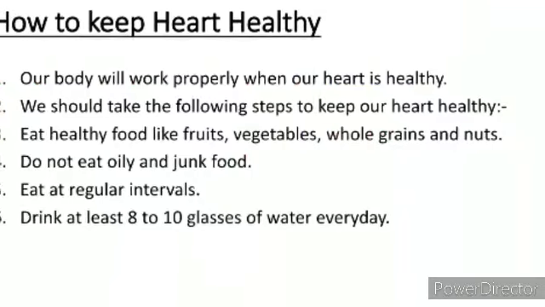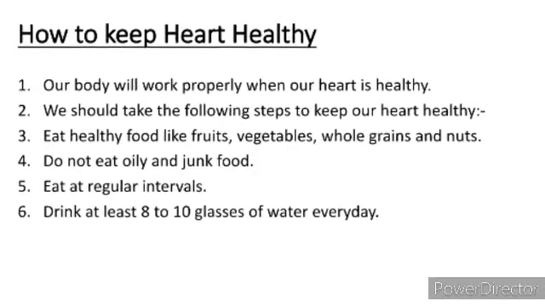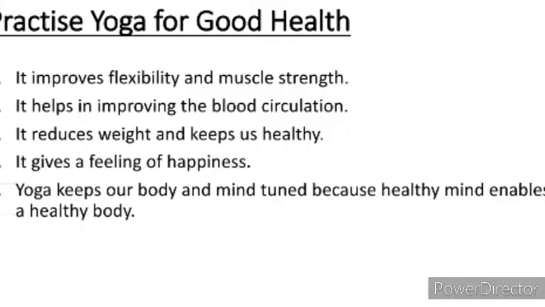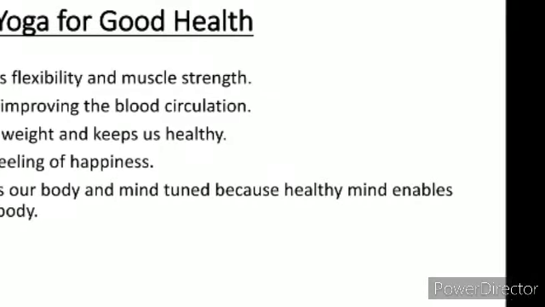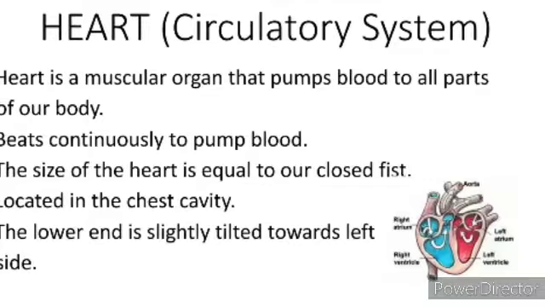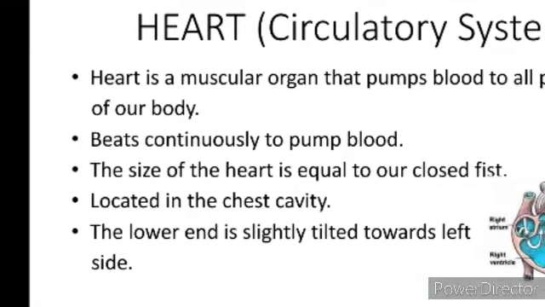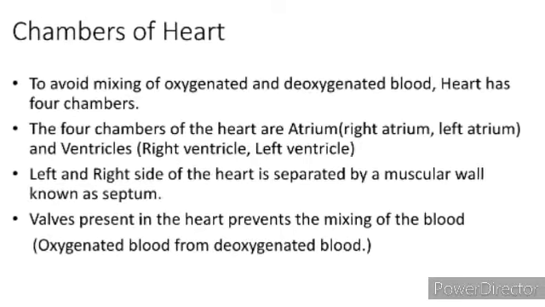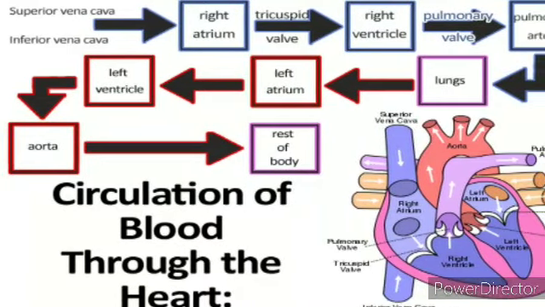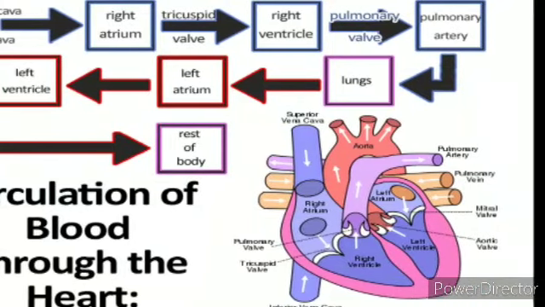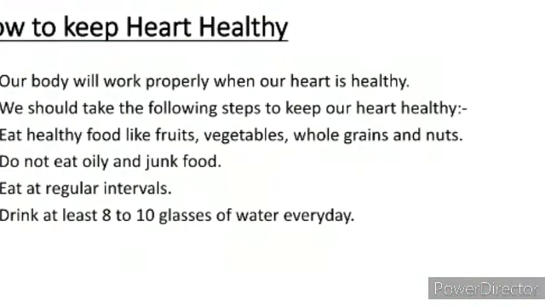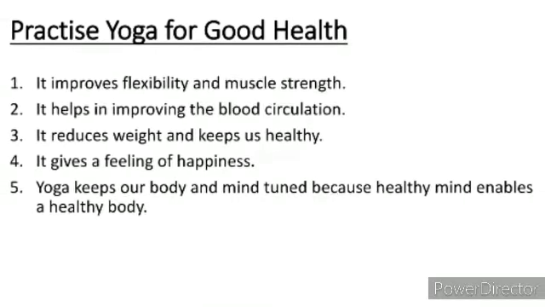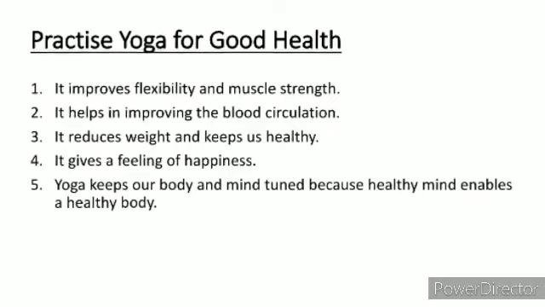Now, talking about blood vessels, the blood vessels are mainly of three types. First is arteries, which carry oxygenated blood from the heart to the rest of the body parts. Whereas veins are the blood vessels which carry deoxygenated blood from the rest of the body to the heart. And capillaries are the fine network of blood vessels which connect arteries to veins.